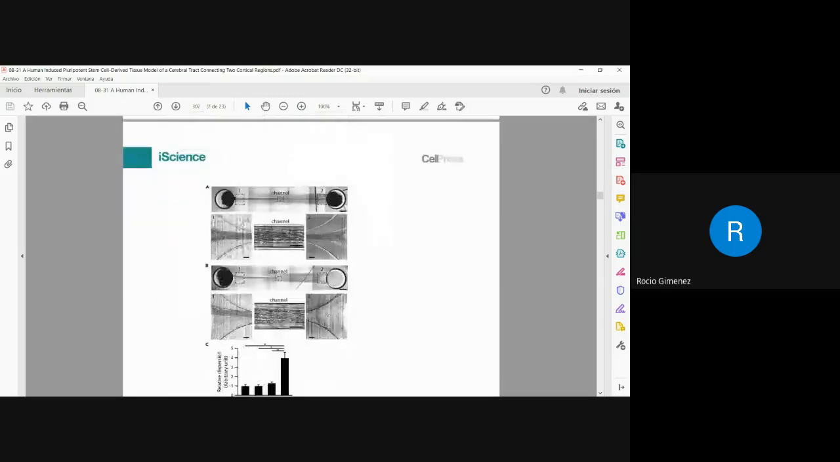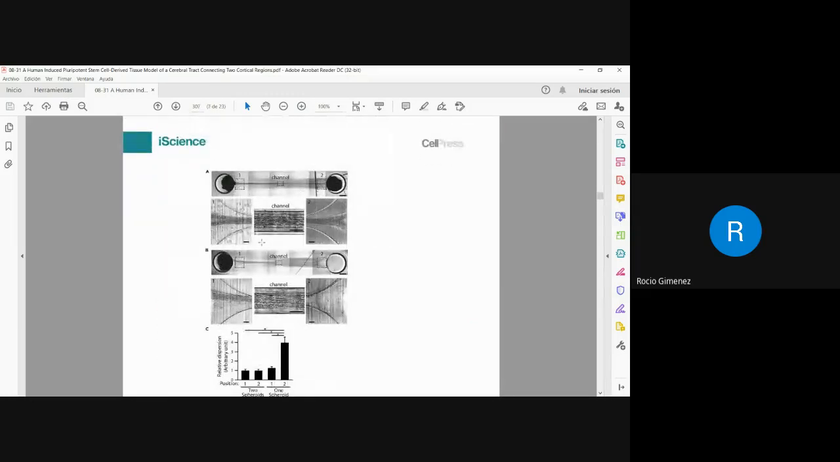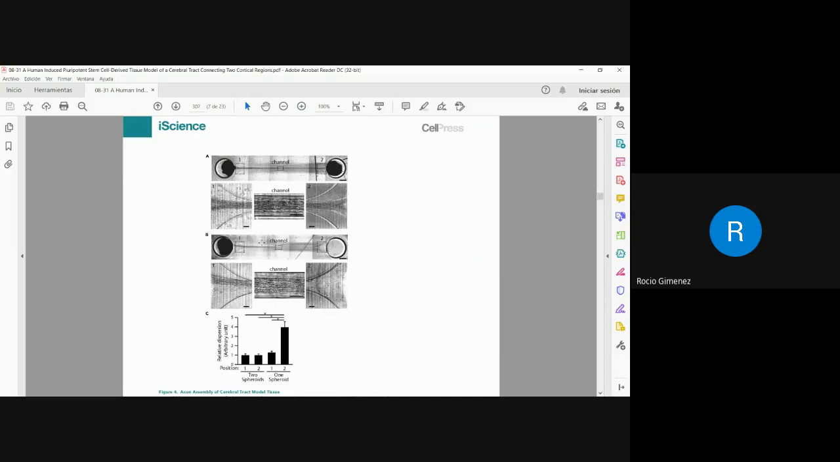They next compared axon fascicles generated from one spheroid with axon fascicles generated between two spheroids. And the axon fascicle structure was formed in both cases, suggesting that axons spontaneously extended into the micro device and formed the fascicle without being affected by the target cells.